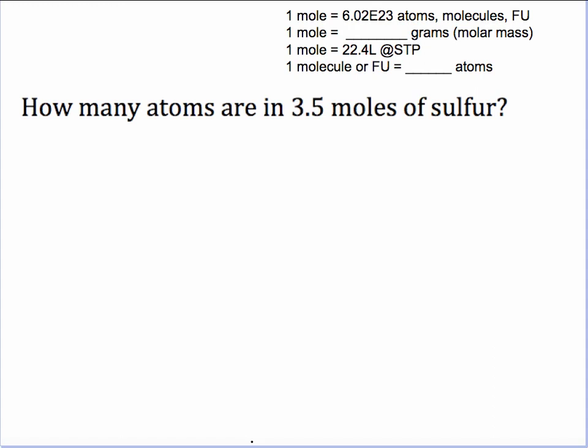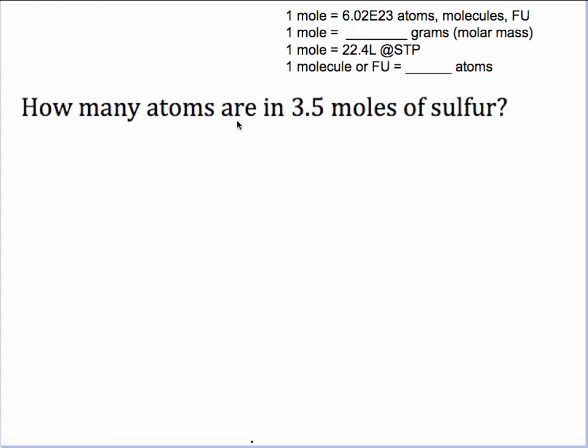Okay, this video is the basics of how to do mole problems. So we're going to start off with some basic things when we're converting moles to atoms, molecules, or formula units. If you look at the conversion factors that we'll be using for this unit, there are 4 of them that we're going to use. And the trick is to pick the one that goes with the problem.